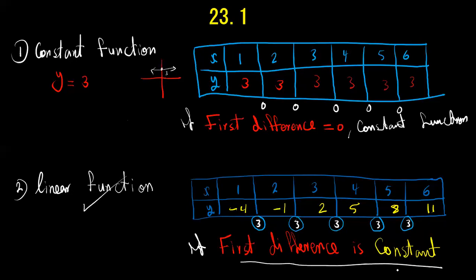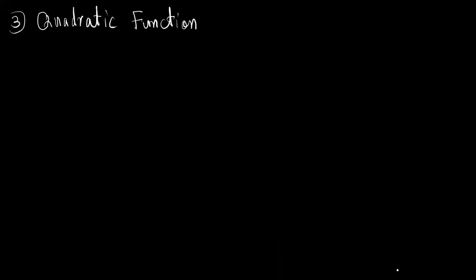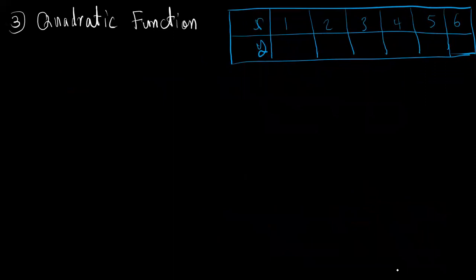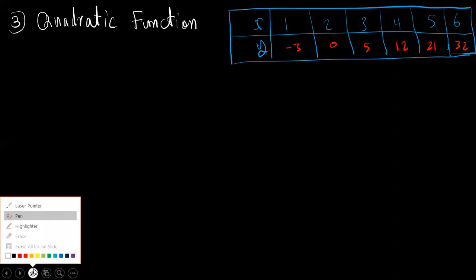Now we'll study a quadratic function. Look at this table. I have different values of x and their corresponding values of y. This table is represented by a quadratic function. We want to get a first difference and the second difference. Look at the first difference.